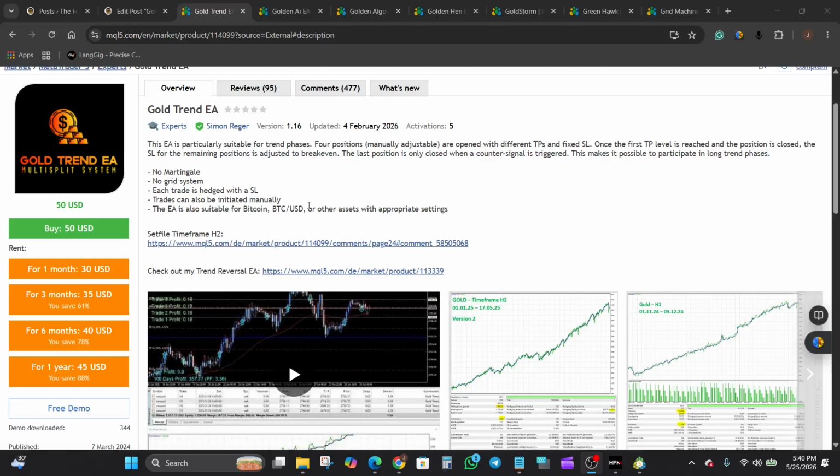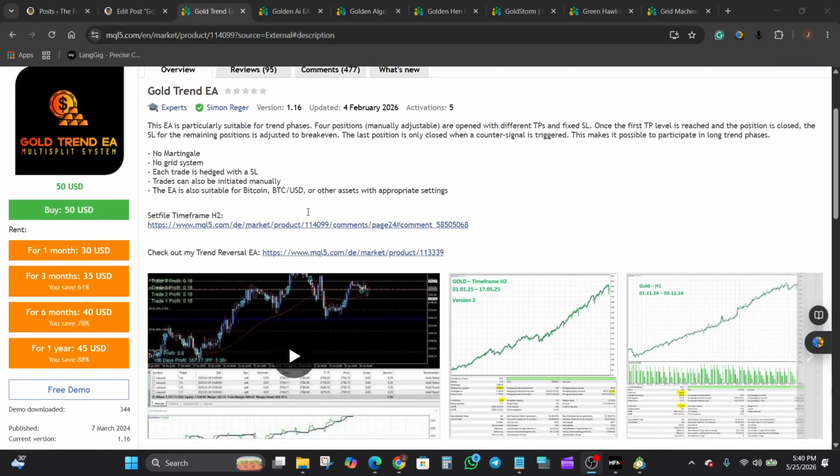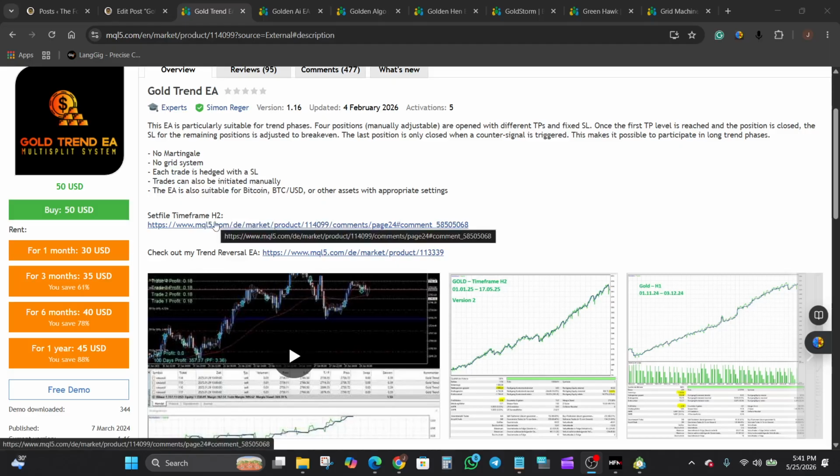Another important detail is that it can also be used on assets like Bitcoin or BTC USD as long as the settings are properly adjusted. So it's not strictly limited to gold, even though that is the primary focus. Now, before moving into testing, there is also a set file reference for an H2 time frame setup.